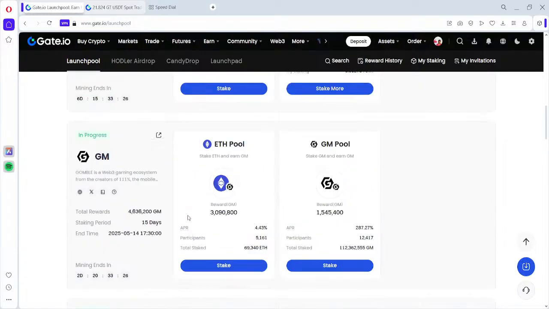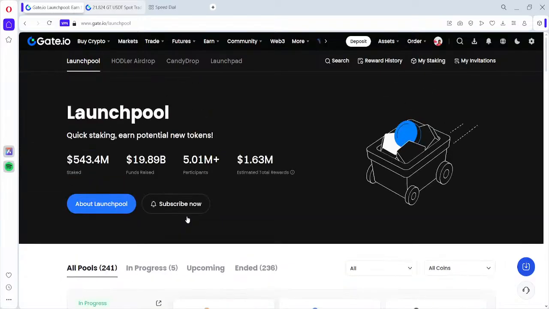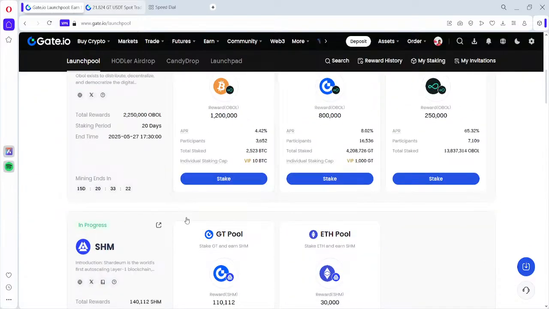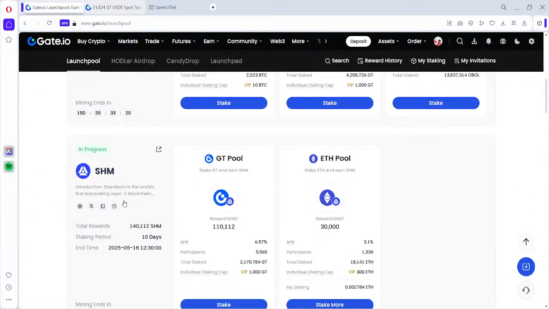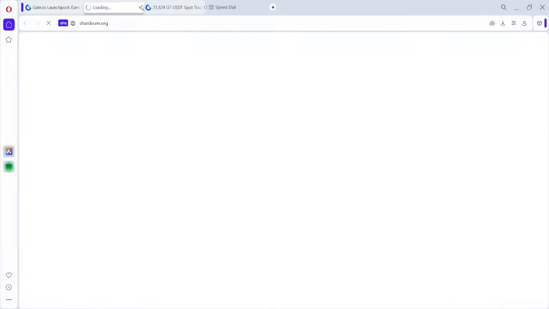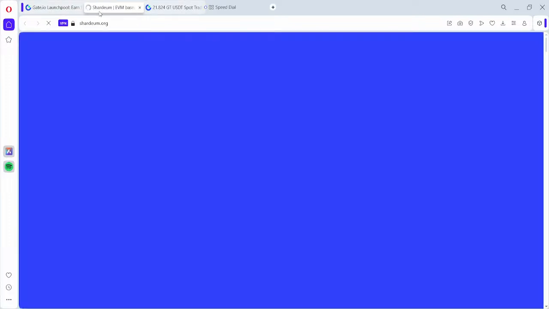Gate user 121, thank you so much. Yes, I have explained it clearly. And we can also discuss the project. So let's enter the project site.